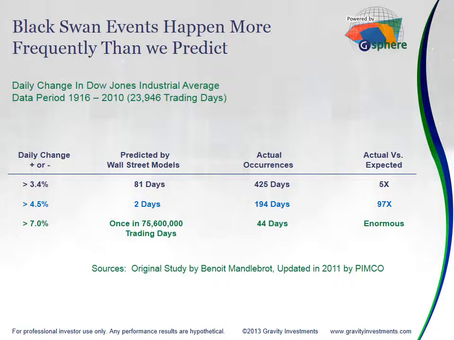That bell curve predicts that we would only experience a move of over 4.5% two days out of about a century of observations, from 1916 to 2010. But what we actually experienced was 194 of such events. So it was wrong by about 100 times in order. So the bigger the move, the more it's going to be wrong.